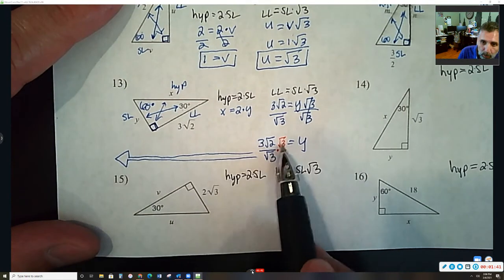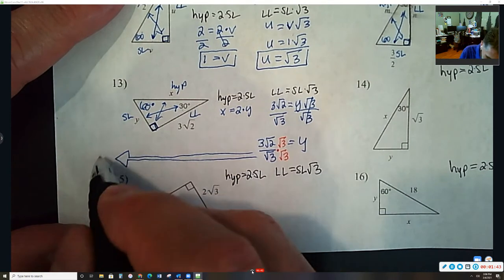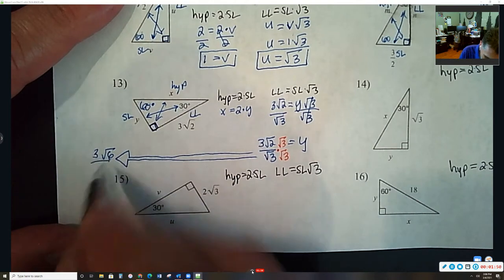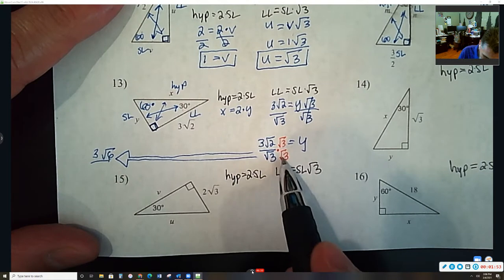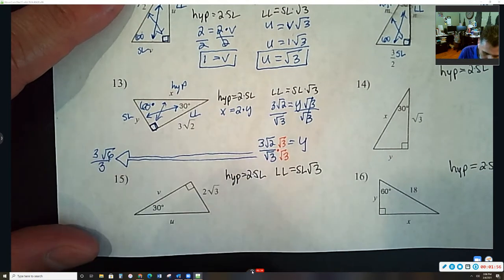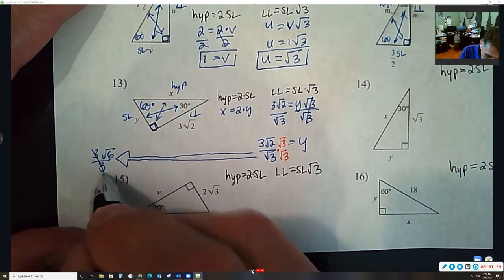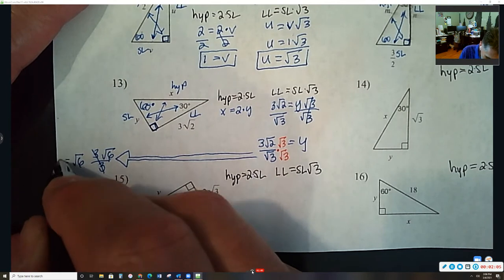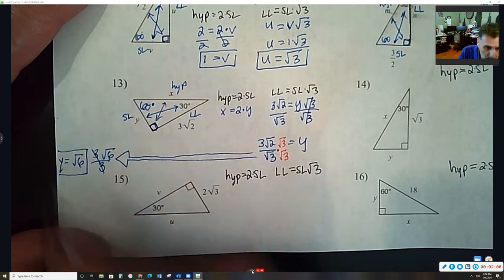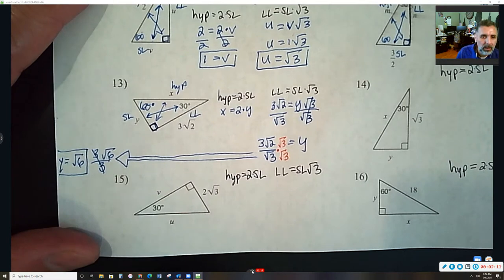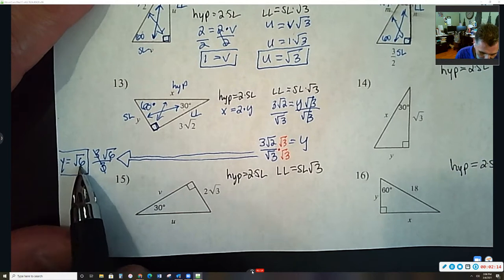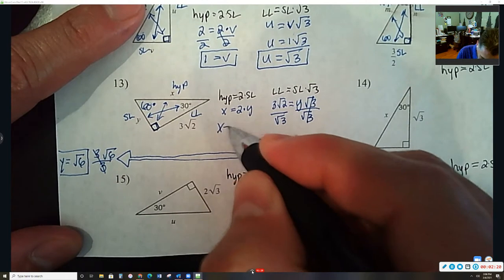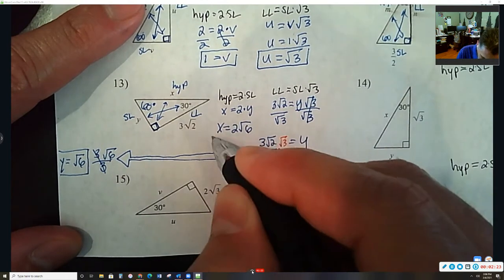The square roots I multiply. Square root of 2 times the square root of 3 is the square root of 6. And then you still have the 3 in front. 3 and square root of 3 times the square root of 3 is 3. These cancel, and your answer is square root of 6, and that was y. Okay, so now that we figured out that y is the square root of 6, I can put it in here. And I'm done with that one.